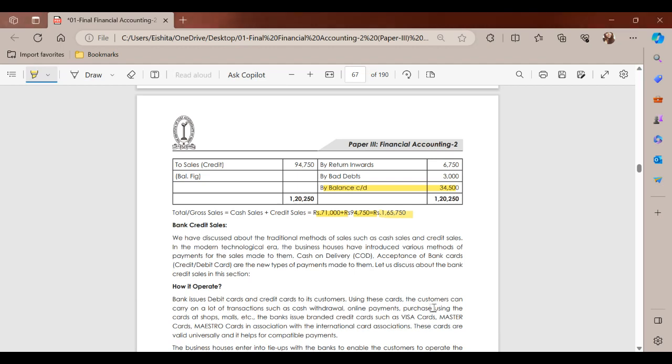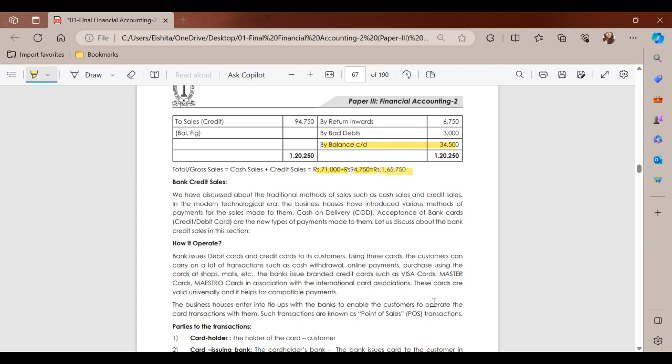So now we move on further to what is bank credit sales. We have discussed the traditional methods of sales such as cash sales and credit sales. In the modern technological era, business houses have introduced various methods of payment for the sales made to them. First is cash on delivery, COD. That means you will deliver the goods and the customer will pay cash to you. That is cash on delivery.